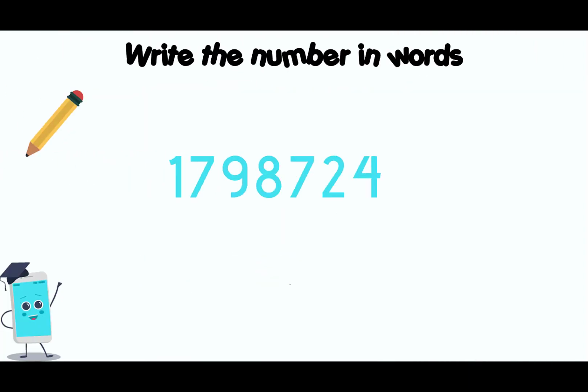So here we have a number that we need to write in words. Now I am still going to put my separators in. I'm going to separate my number into groups of 3. I know that these are going to be my ones. I know that these are going to be my thousands. And then I know that anything after my thousands is going to be my million.